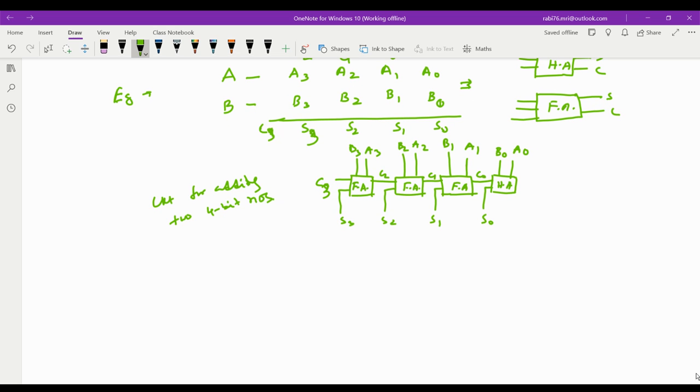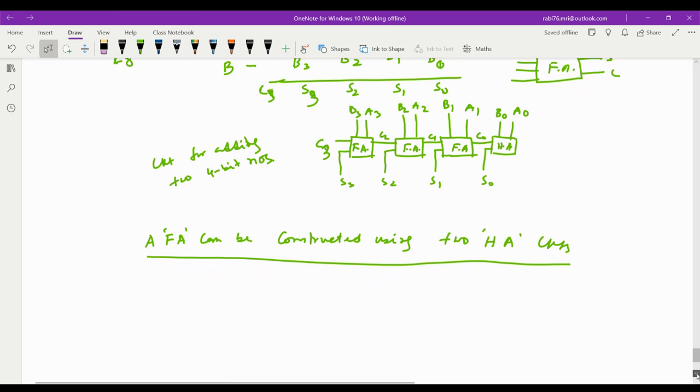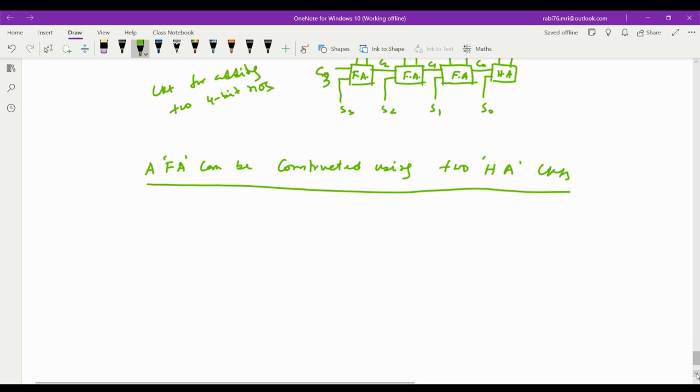So the next topic is, a full adder can be constructed using two half adder circuits. Again, I am indicating the full adder and half adder by block diagram. That means the main circuitry that we have learned now has been included in the circuit. So say I have a half adder.